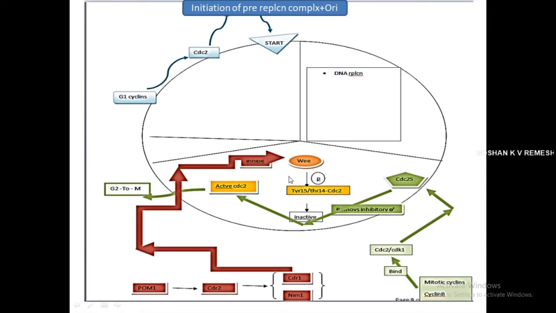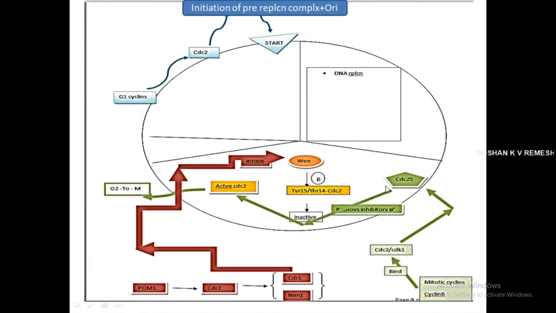See this CDC25. This is the thing. In the case of the G2 to M phase cell cycle drive, the mitotic cyclins activate CDC2. That CDC2 drives the cell cycle from G2 to M phase. But the thing is that this CDC25 is normally regulated. This is regulated by means of a protein known as Wee1 that adds an inhibitory phosphate into the CDC2. So this CDC2 gets inactivated. So the cell cycle gets stuck over here in the G2 phase of the cell cycle.